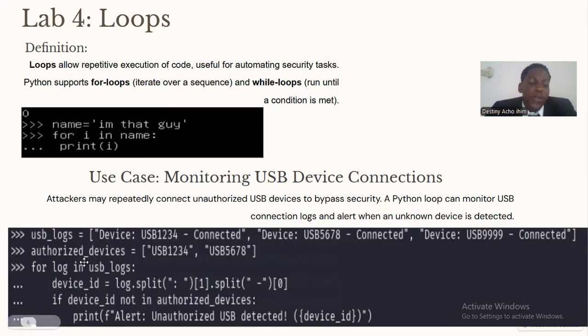So if we use a for loop, we can loop through the devices that are connected like this, and we'll check if the device is authorized. If it's not authorized, it will say unauthorized USB detected, else say it's authorized. And obviously, this will help in protecting our information, protecting our data, and also helps make our work easier. So it helps in automation, and that's why loops are important in Python and cybersecurity as a whole.